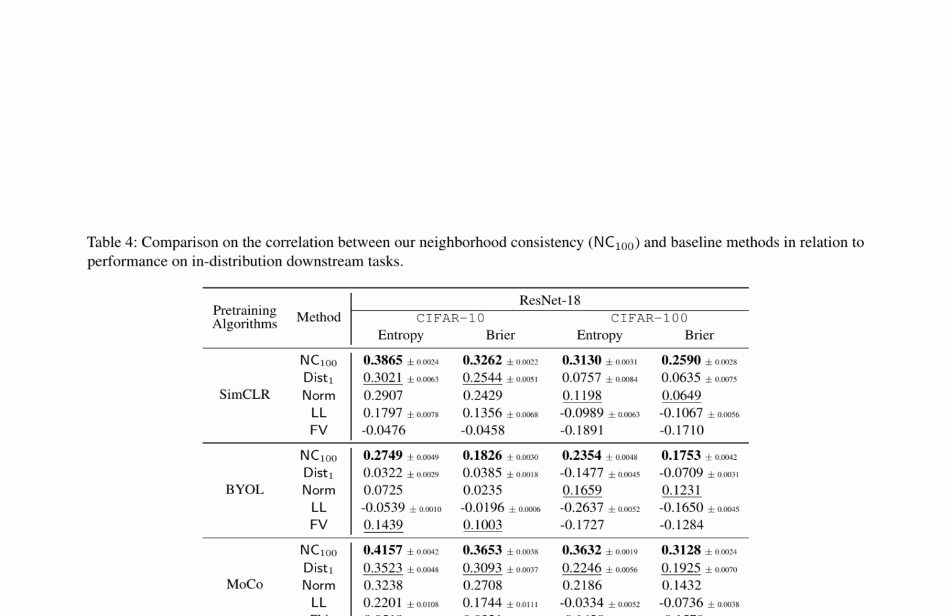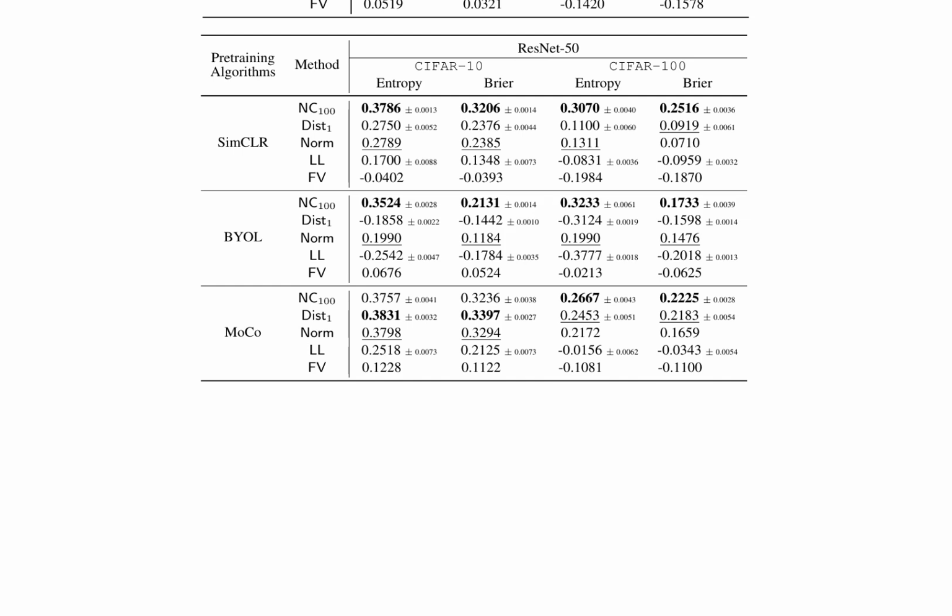MoCo's features are most predictive of success in downstream tasks, as measured by entropy and Brier score. When using ResNet50, MoCo again leads, although SimCLR and BYOL are not far behind. Notably, MoCo's correlation decreases slightly when moving from ResNet18 to ResNet50, while SimCLR and BYOL experience an increase. Feature normalization, represented by the norm column, generally improves the correlation, especially for MoCo, suggesting that normalizing features can enhance the predictive power of neighborhood consistency.